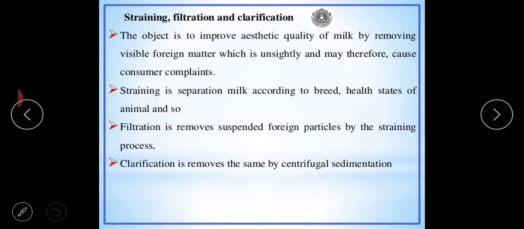Now let us go through what procedures are followed. They are straining, filtration, and clarification. The object is to improve the aesthetic quality of the milk by removing visible foreign matter which is unsightly and may therefore cause consumer complaints. Straining is separation of milk according to breed, health status of the animal, and so on. The filtration removes the suspended foreign particles left by the straining process, and clarification removes the same by centrifugal sedimentation.